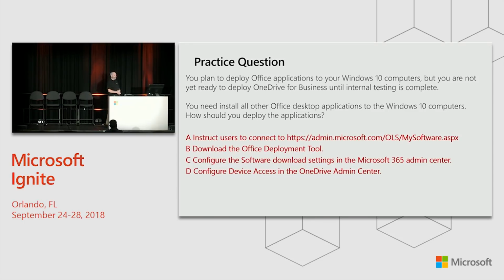Configure device access in the OneDrive Admin Center. Well, that definitely exists, but that's not going to help. We're specifically talking about not installing the OneDrive binaries on people's computers. We don't want to then think about blocking them in OneDrive settings. We just don't want the binaries on their computers in the first place. So a custom install is going to be the way to go. Office deployment tool. Well done.